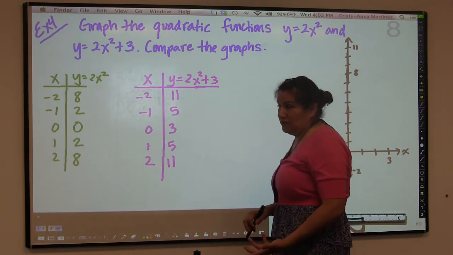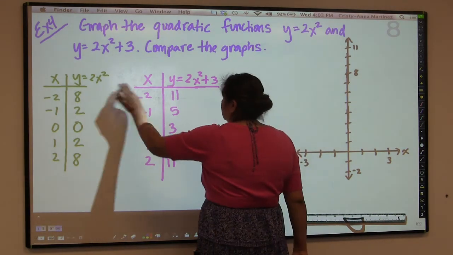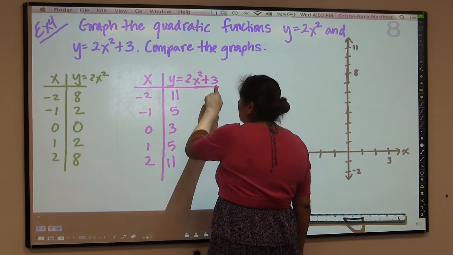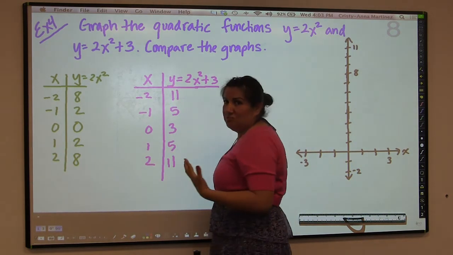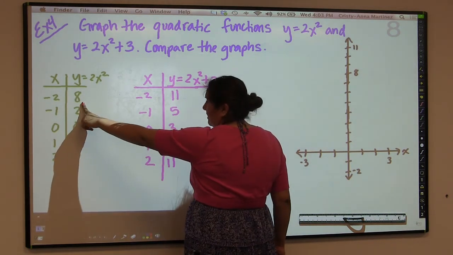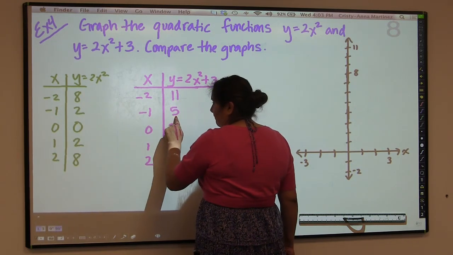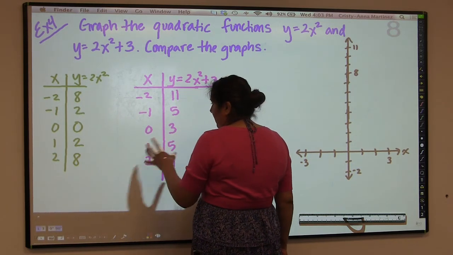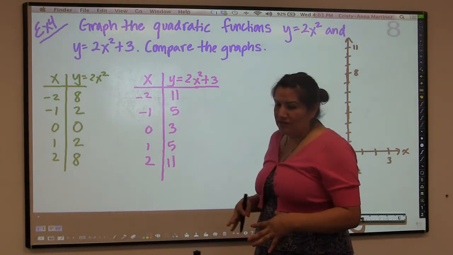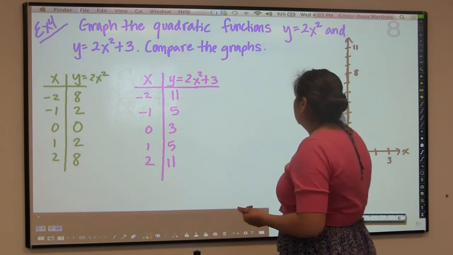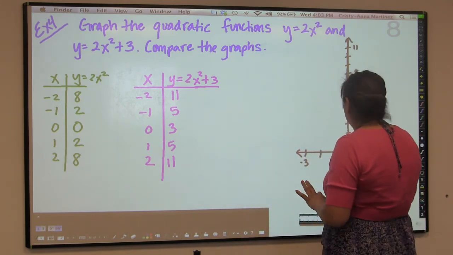Another thing that you should probably notice is that these two equations are pretty much the exact same thing, only in this case you're always adding 3 to the y value. And that should make sense because if this y value was 8, if I add 3 to that, I get 11. If I add 3 to 2, I get 5. If I add 3 to 0, I get 3, and so on and so forth. So you can see how all that's really happening is that you are adding 3 to the previous values. So we're going to see how that pans out in the graph.